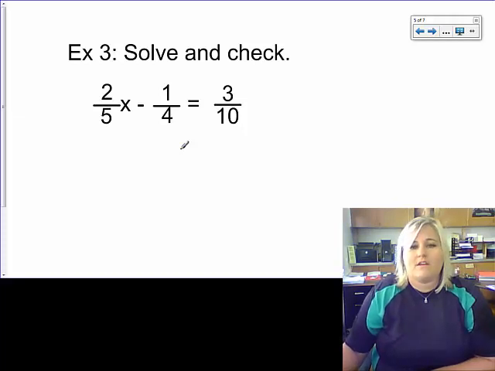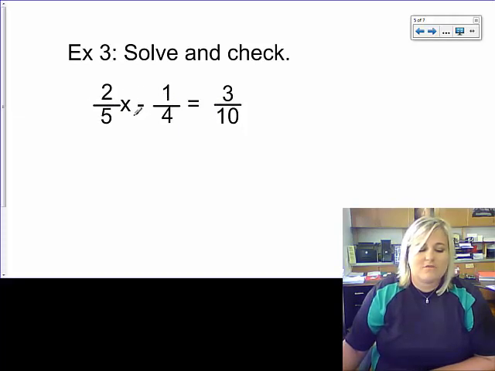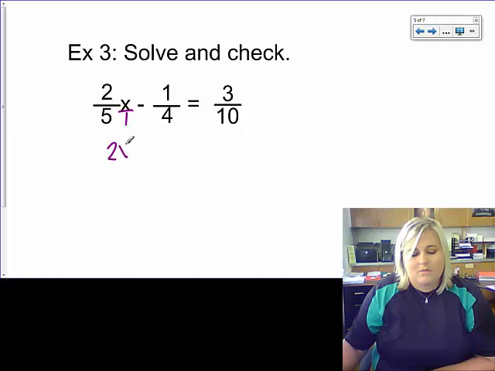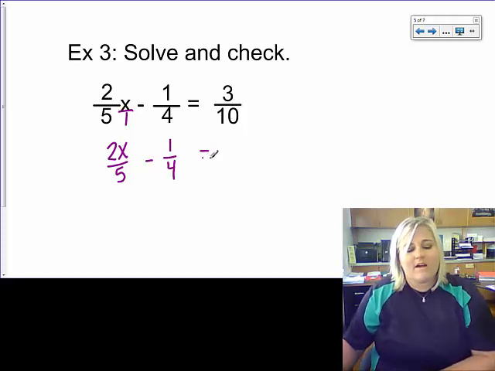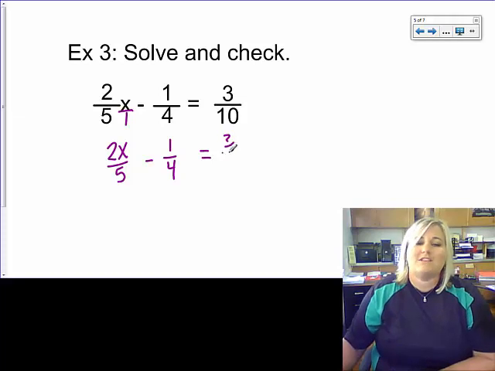And what we do to get rid of fractions is, as long as our variable is in the numerator, then we can get rid of the denominator once we've found a common denominator. So first of all, this 2/5 x is the same as saying 2/5 times x over 1, which is the same as saying 2x over 5 minus 1/4 equals 3/10.